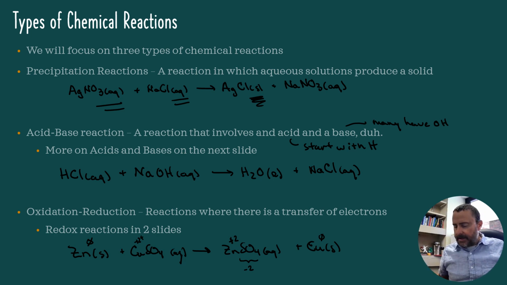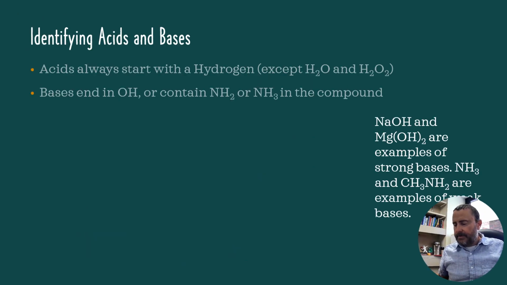All right, so let's look at acid-bases. Acids are always going to start with a hydrogen, unless you see water and hydrogen peroxide. And then bases are generally going to have an OH, or you're going to see a compound where you've got NH2 or NH3 in it. I've got a couple of examples of those out here. Those are some weak bases. Strong bases have OHs.